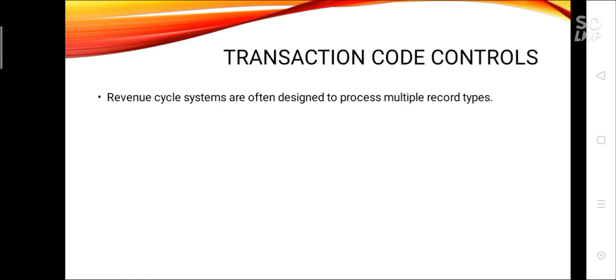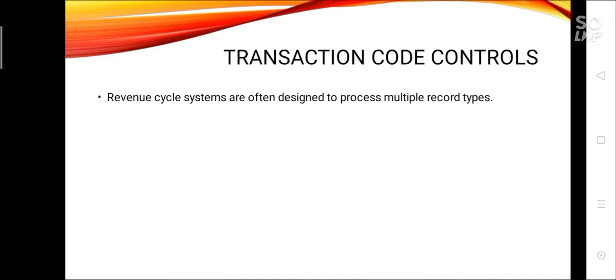Transaction code controls. Revenue cycle systems are often designed to process multiple record types. For example, the record entry application may process both sales orders and returns and allowances transactions. The actual task performed by the application is determined by the transaction code assigned to each record. Errors in transaction codes or in the program logic that interprets them can cause incorrect processing of transactions and may result in materially misstated sales and accounts receivable balances. So there will be materially misstated accounts receivable too.